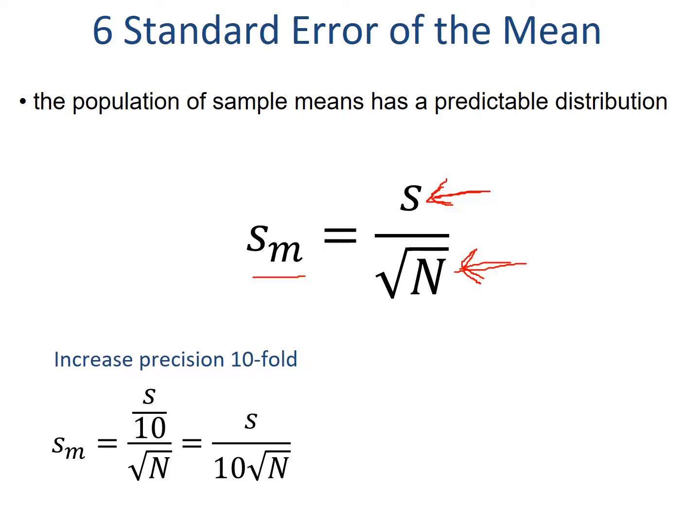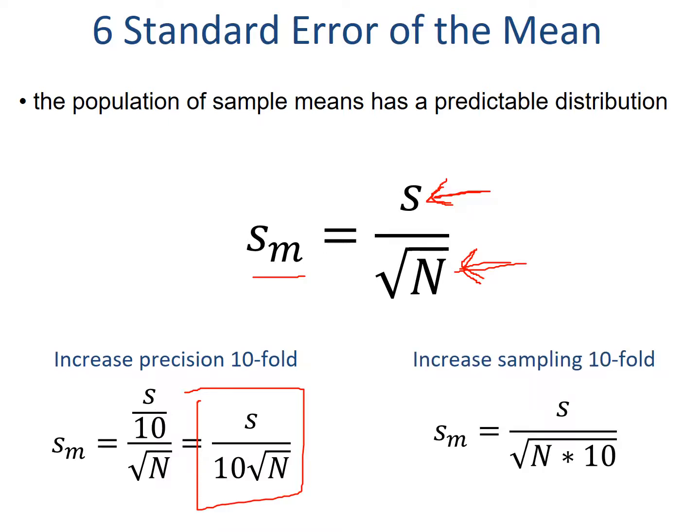If we use a scale that has one more decimal place, we can increase that precision tenfold, and now we're going to end up with a value of Sm that is s over 10 square root n instead of our value of s over square root n. So that's better. It's better by tenfold.